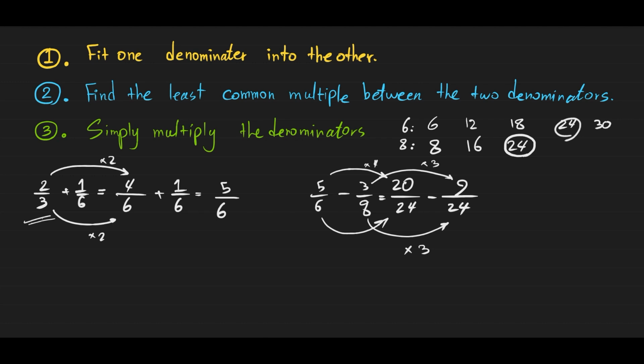And since our denominators are now the same, we can easily solve this by just subtracting the numerators. So 20 minus 9 will be equal to 11 over 24. Now 11 is a prime number, so we know that this fraction is already in the simplest form.